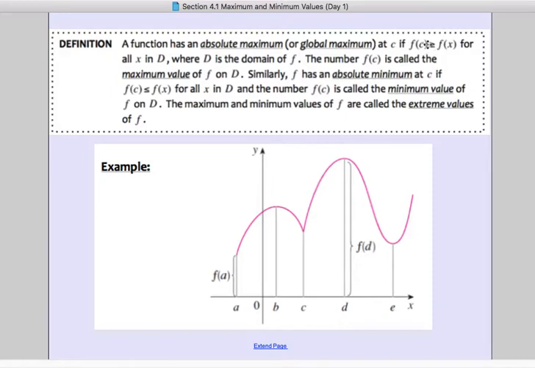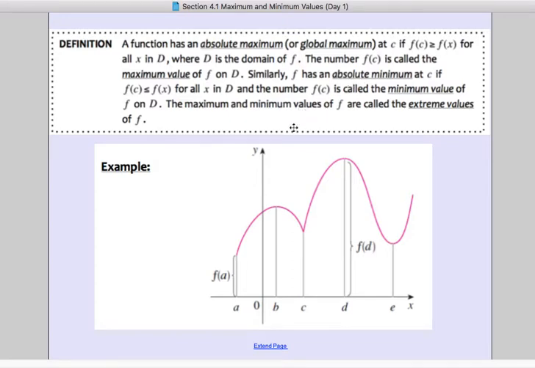What this is saying is we have a point c where all the y values are bigger than every other y value around, in that interval, for x in domain D, where D is the domain. The number f of c is called the maximum value of f on D. And then the same thing for a minimum. If you have the smallest y value compared to every other y value in the domain, then f of c is your absolute minimum.